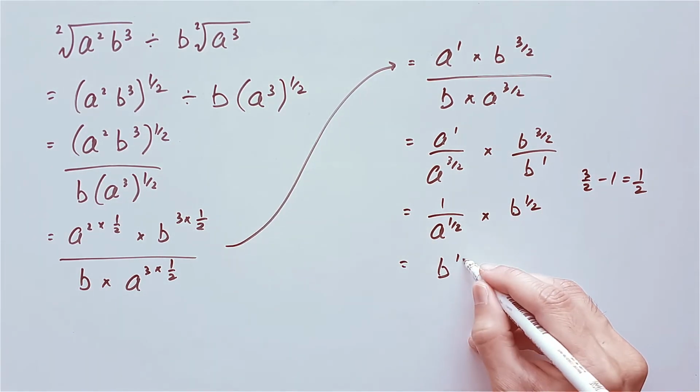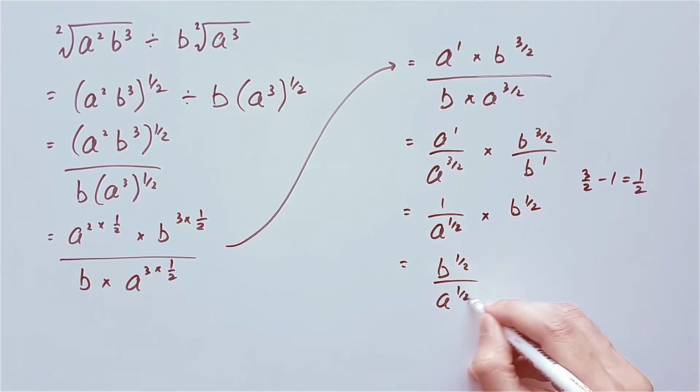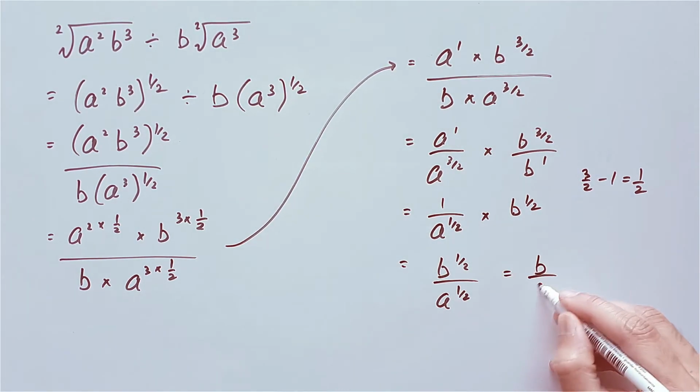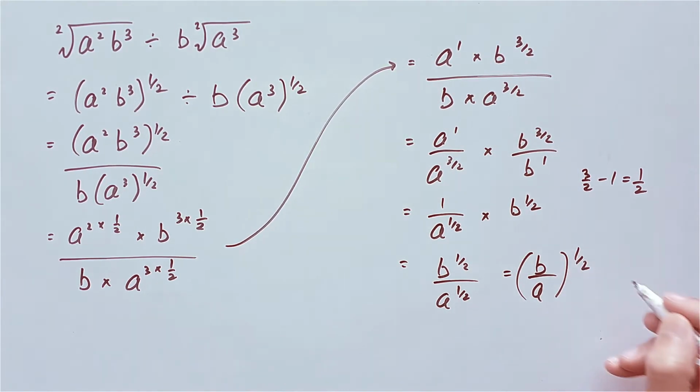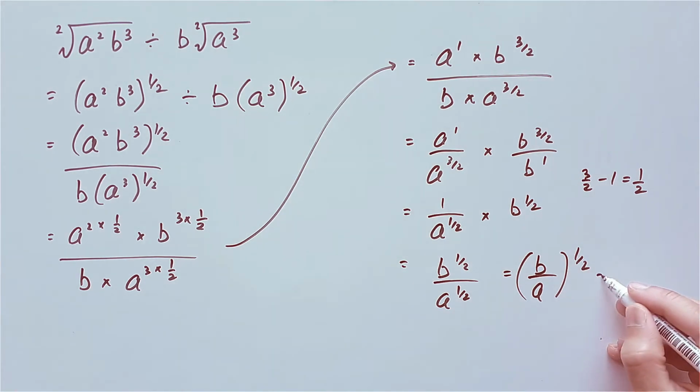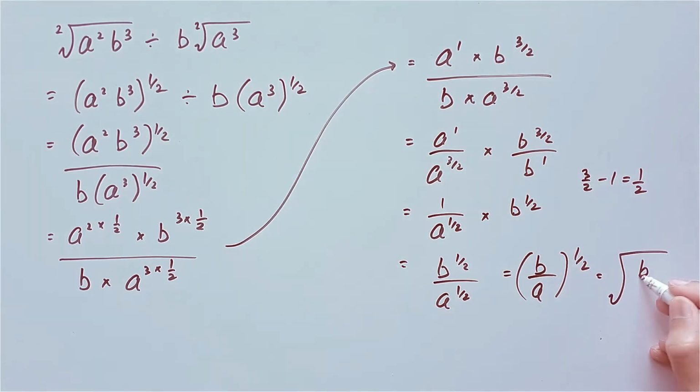And that would simplify together as this. And we could group that into a single power of half as well, using one of the index laws, which can then be simplified as square root b over a. This would be the cleanest way to write it.